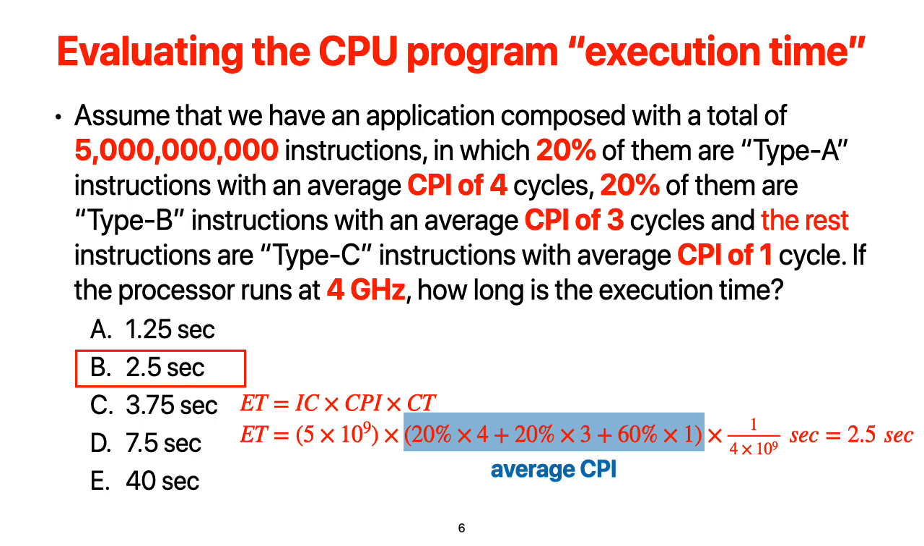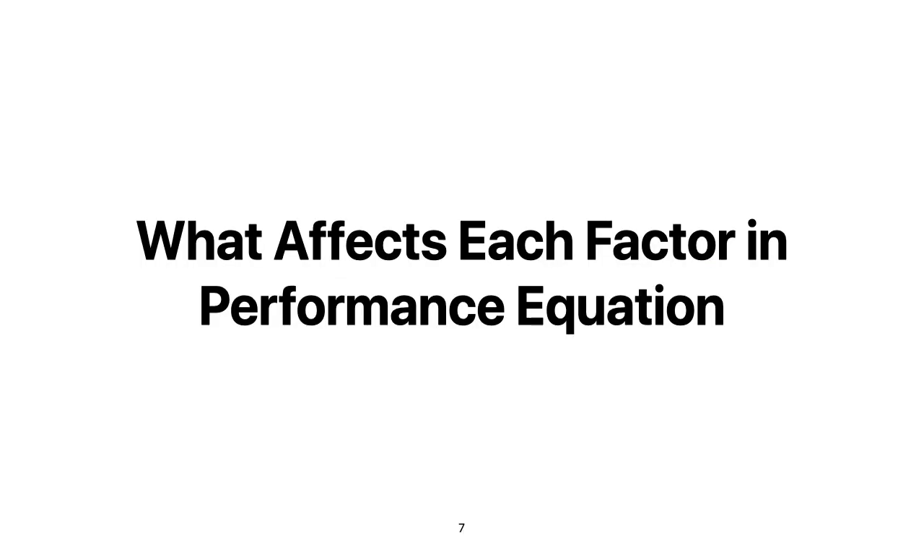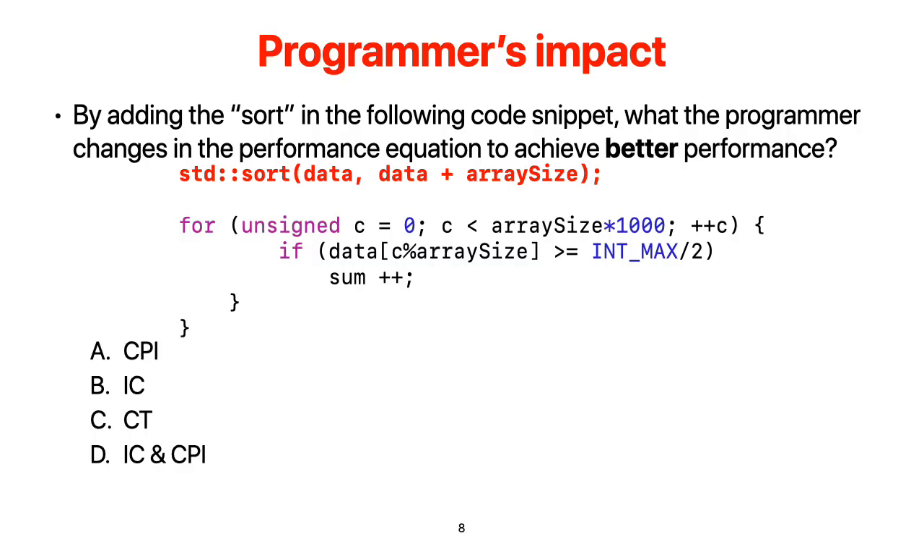And that would give you the execution time for this case. Through the previous example, we know three main things are controlling your performance, namely the instruction count, the CPI, and the cycle time. But what would affect those? So actually, as a programmer, you can control everything.